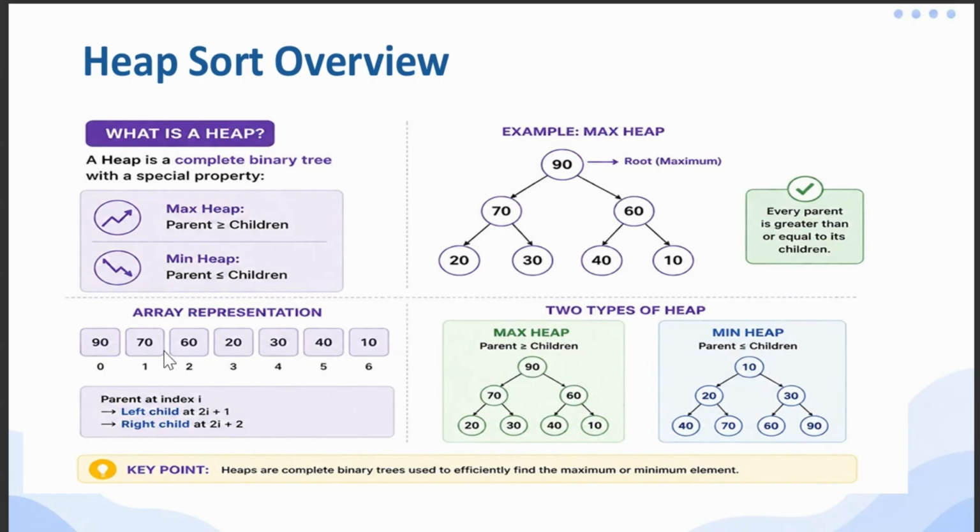We can map each node to a specific index in an array. Given an index i starting from 0, the left child is at index 2i + 1. The right child is at index 2i + 2. And the parent is at index floor of (i - 1) / 2.